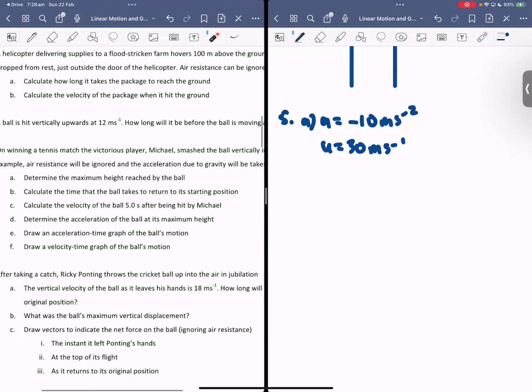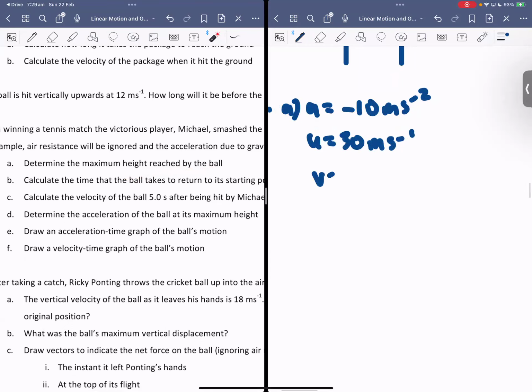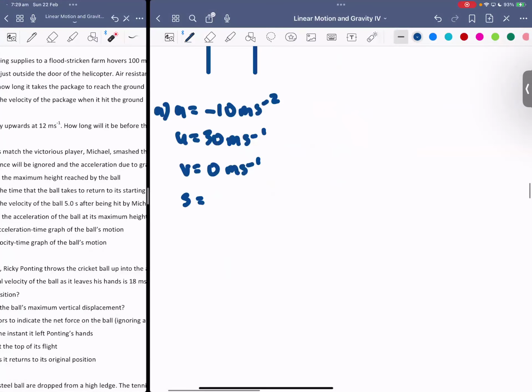All right. We want the maximum height reached by the ball. What does the ball do when it's at its max height? It stops. So velocity is 0 meters per second. If a ball is at its maximum height, it stops. Cool. And I want the maximum height reached, the S. Which formula has got U, S, A, and V?